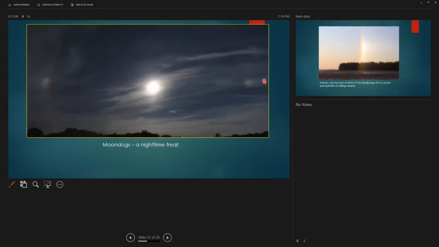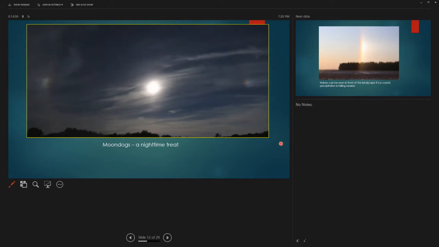Moondogs, of course, are something else. They're usually pretty faint, although if you go online, you'll find some very good pictures of moondogs, much brighter than this example. But for the most part, whenever I see them, I never have a camera with me. And so we end up with just having to appreciate them by eye.